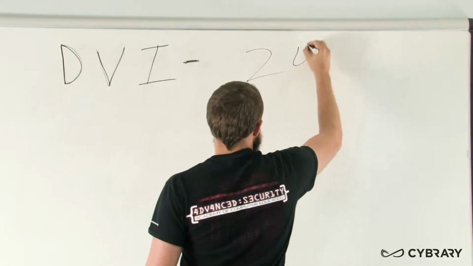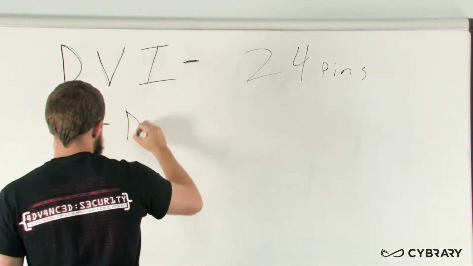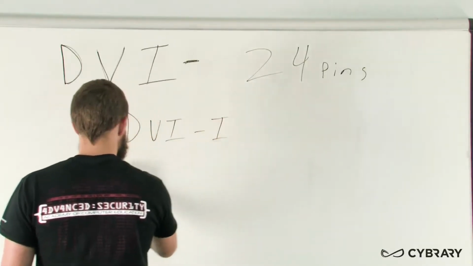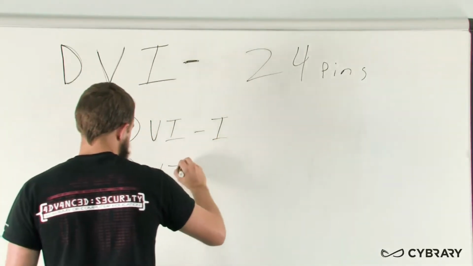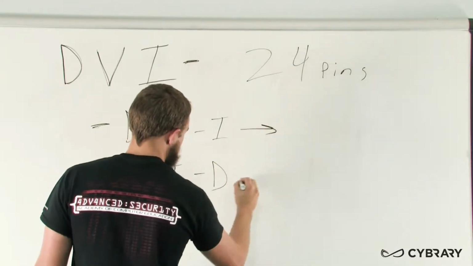Our DVI connector standard is going to be 24 pins, and this is going to be what we see on our newer computers or our built-in DVI ports that we have. These DVI connectors come in 2 different types. We have DVI-I and DVI-D.